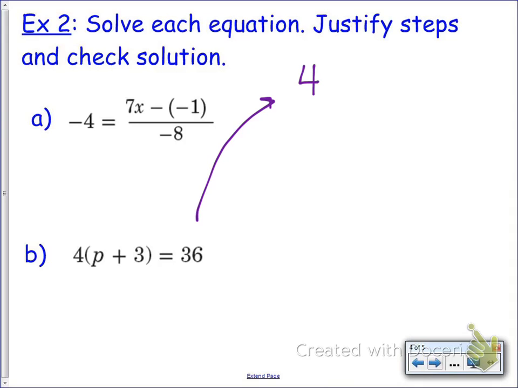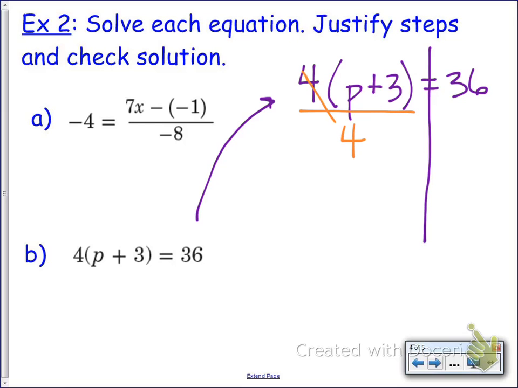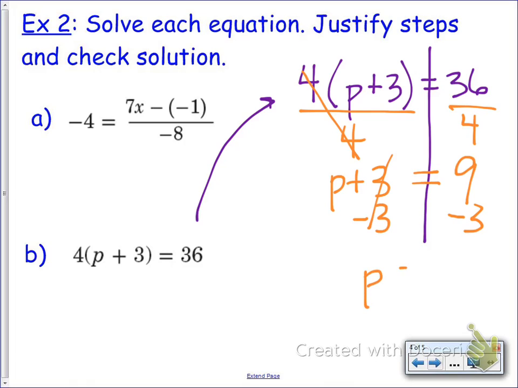So I'm going to go ahead and rewrite that. And then you'll see that the first thing that I want to undo is the times by 4. So I'm going to divide both sides by 4. That's the division property of equality. Then simplify, and that's p plus 3 equals 9. Now undo the plus 3 by minusing 3 to both sides, and you have p equals 6. And so there's your solution.